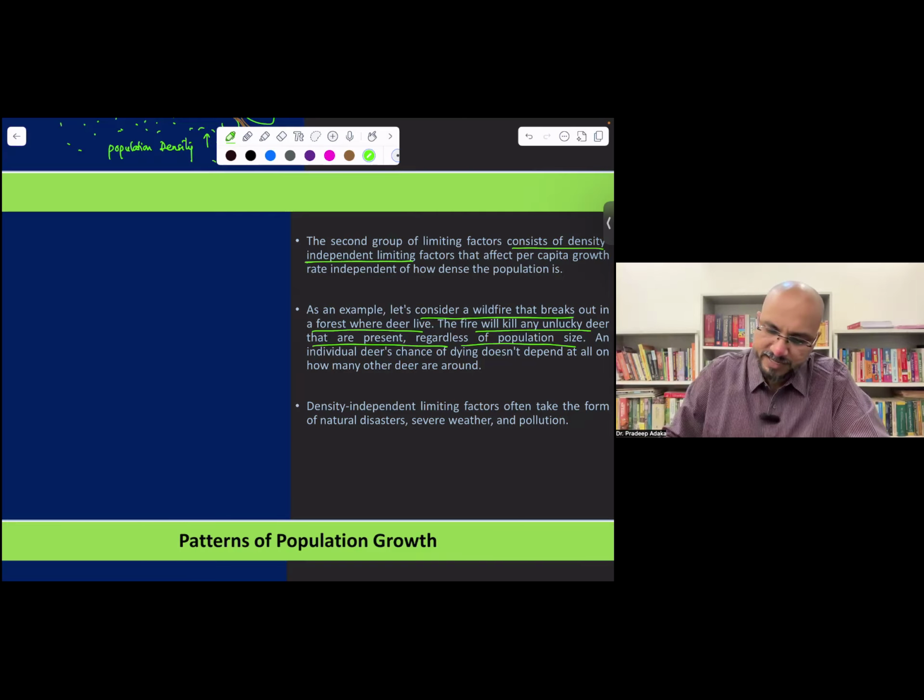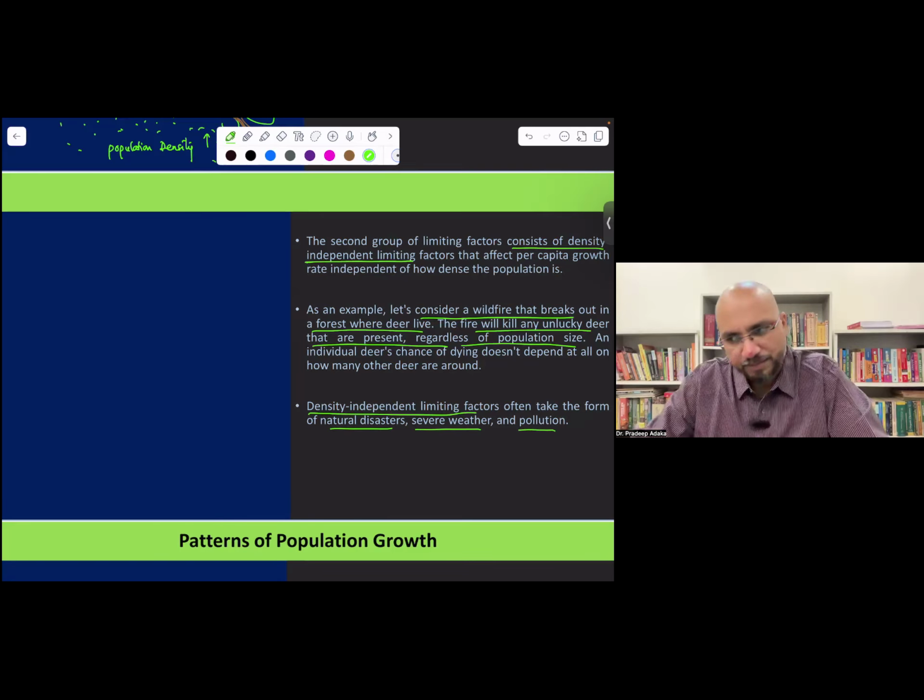Density independent limiting factors often take the form of natural disasters, severe weather, and pollution that may lead to death and population regulation. Population is ultimately coming down. It has nothing to do with the number of individuals which were living earlier. So population density से इसका कोई लेना देना नहीं है. So these are density independent factors which are also regulating and controlling the population.